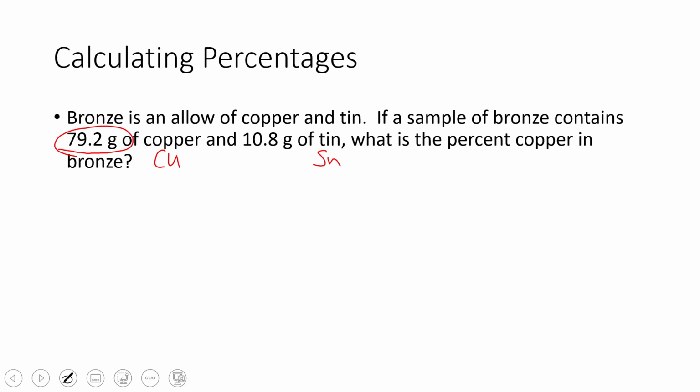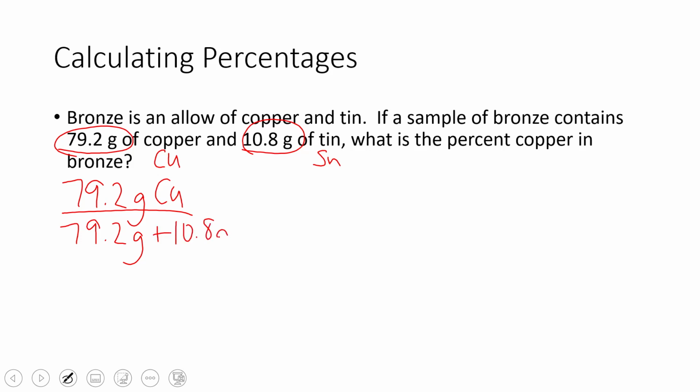So let's find the percent of copper and let's find the percent of tin. So we've got 10.8 grams of tin. So to find copper, we're going to do the part of copper, 79.2 grams of copper. So that's the part over the whole. And the whole would be 79.2 grams plus 10.8 grams. That would be my whole. And then I need to times it by 100%.